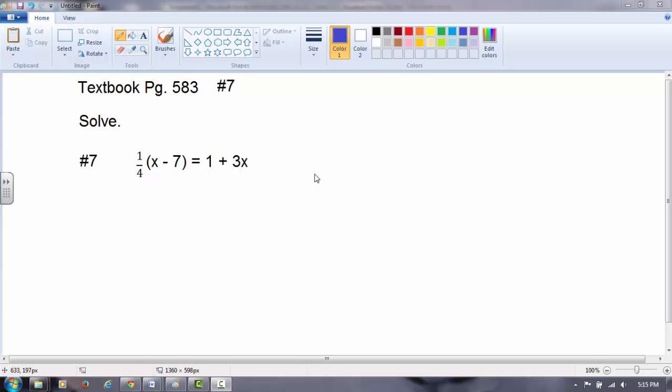This problem is from the textbook. It's page 583, problem number 7. Solve 1/4 times quantity x minus 7 equals 1 plus 3x.